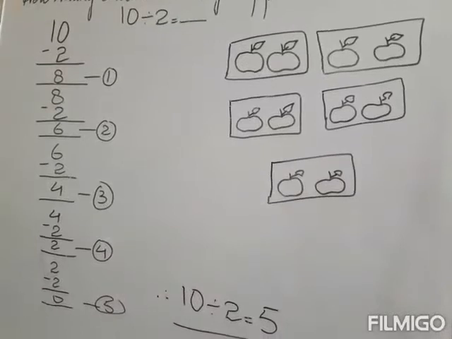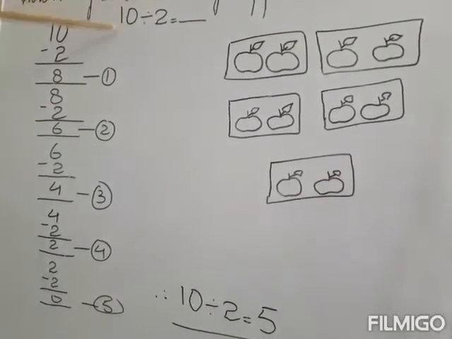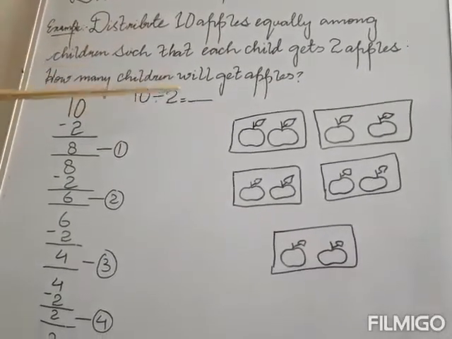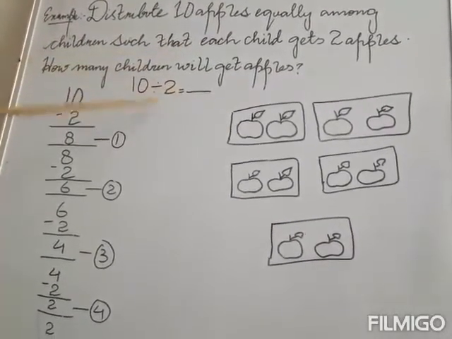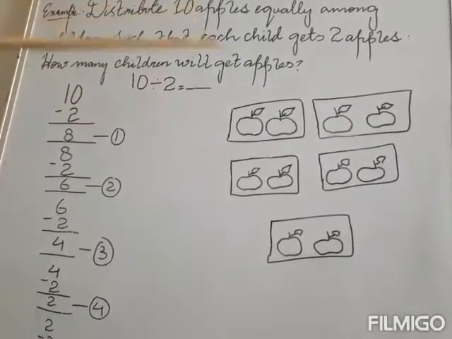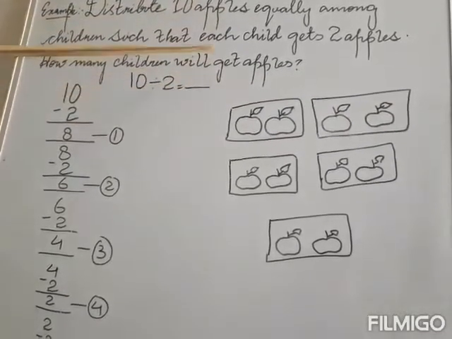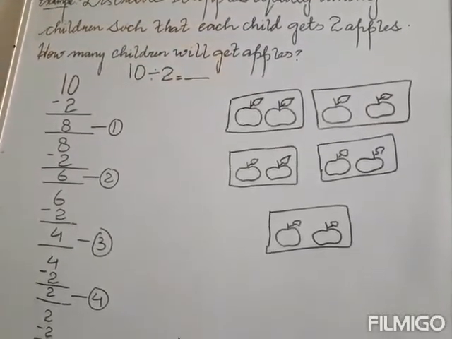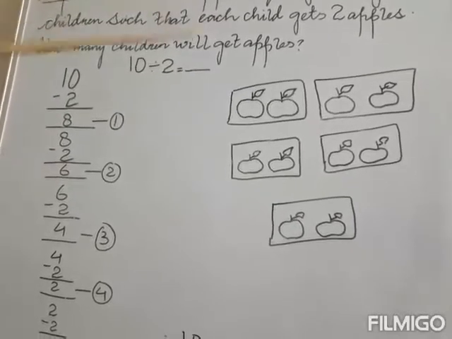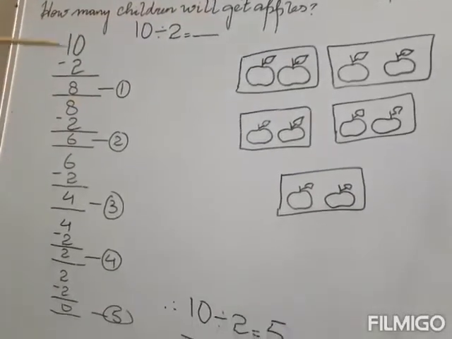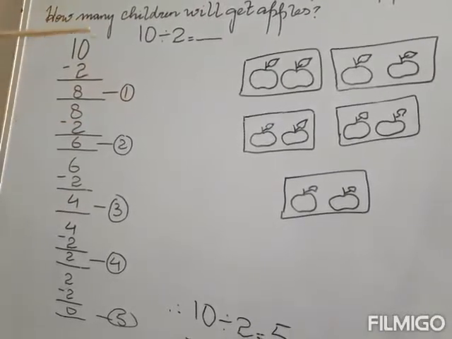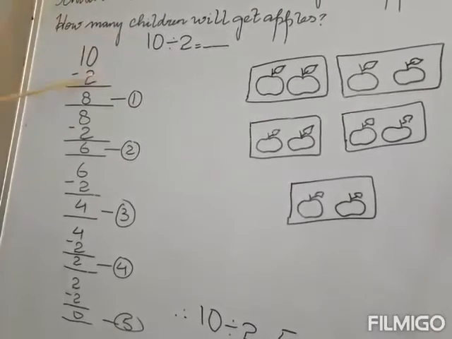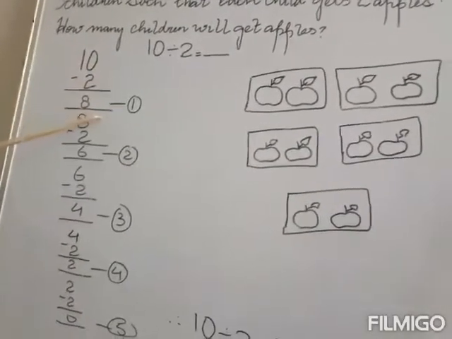I repeat it once again, the question is saying that the total number of apples is 10 and each child gets 2 apples. Now what we have to find out? We have to find out how many children will get apples. Now look here. Our first step is from 10 apples you have to subtract 2 apples. 10 minus 2 is equal to 8.